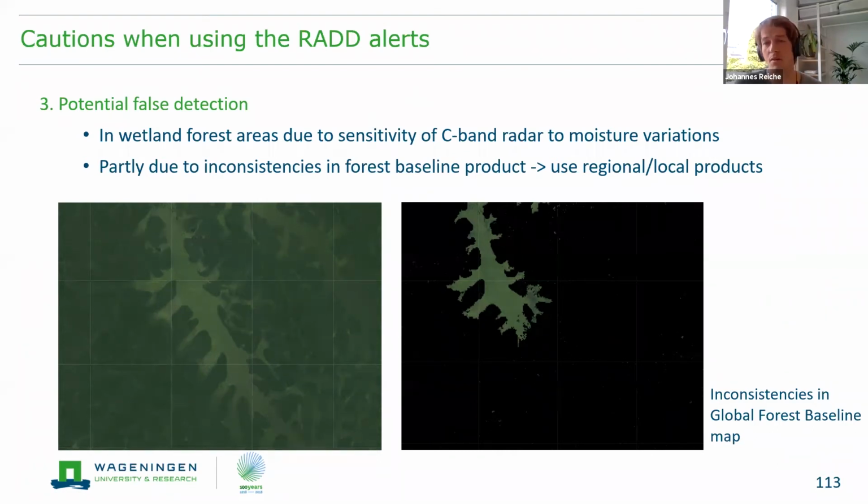What we use is the Hansen, or the primary tropical forest mask, which is based on Landsat data. What we see here on the left side is clearly a non-forested wetland area with high moisture dynamics, and this is the baseline product we are using. We can see that there are a lot of areas that are actually not mapped, so non-tree-covered wetlands that are not mapped. In these areas, we may see some detections that are not true detections. So what I can suggest, if you're from a national institution and you have a better forest mask available, is to just put it on top of the alerts or mask out these wetland areas. So use local or regional products.